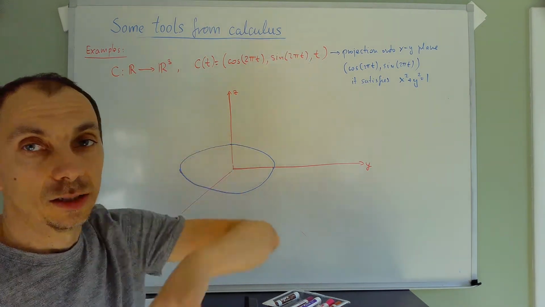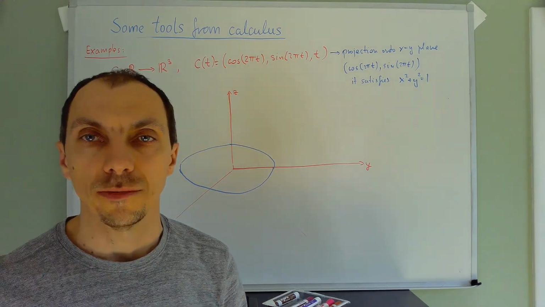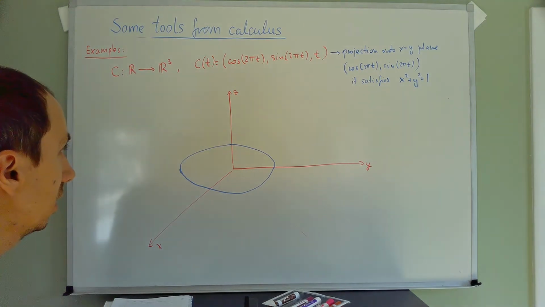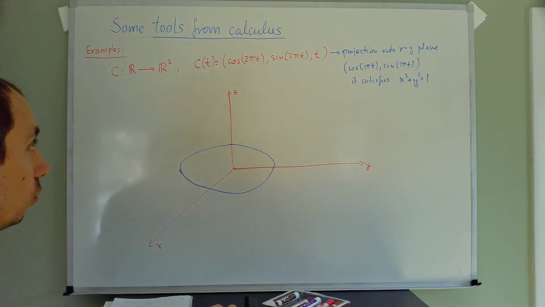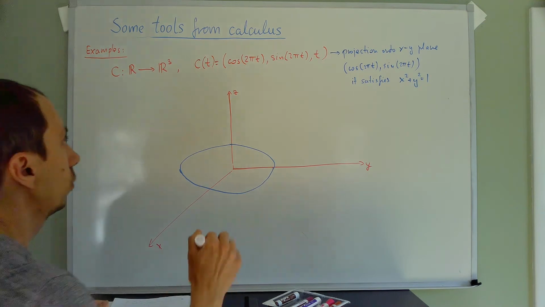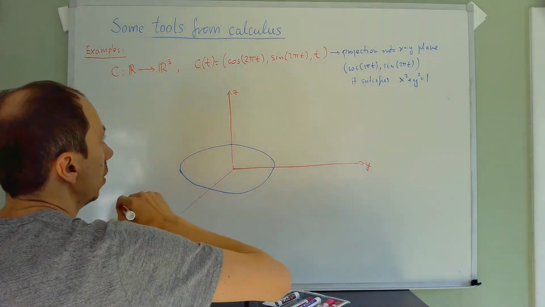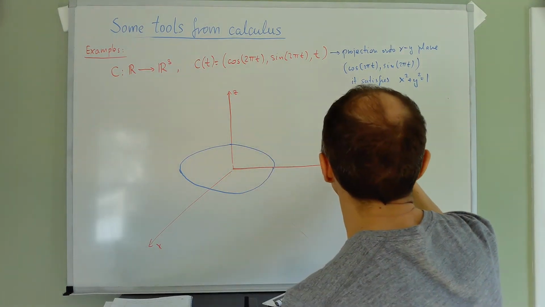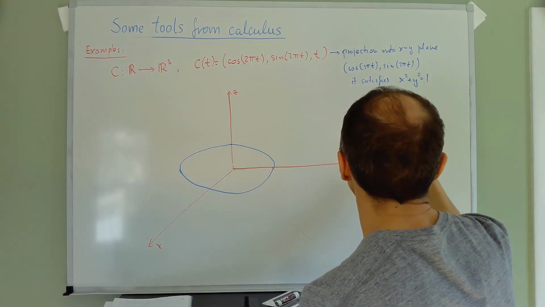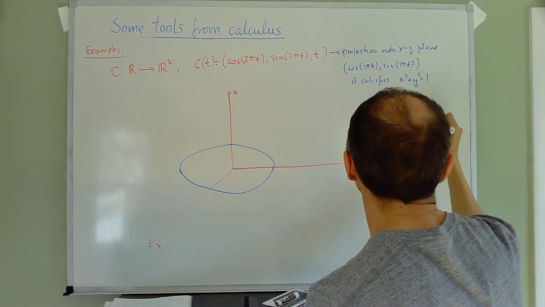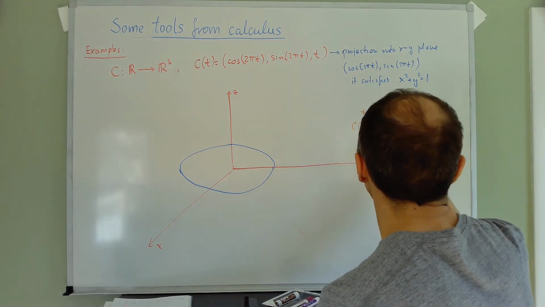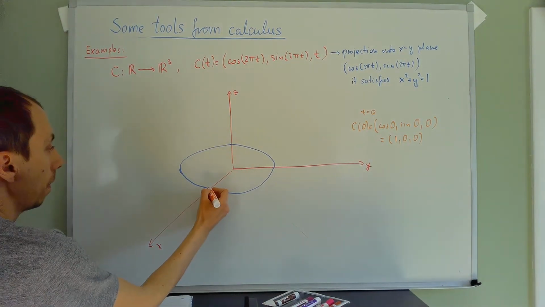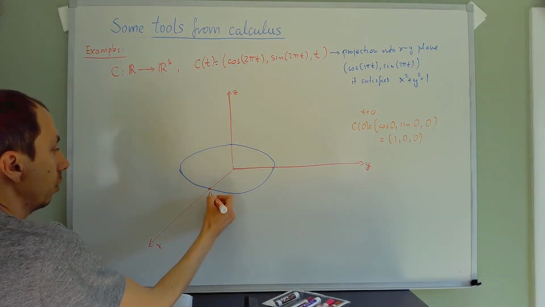So now what does the last coordinate tell me? It tells me that as I traverse the circle, the z coordinate grows. So let's just think about where we start. Where is t equal to 0? When t is equal to 0, I get cosine 0, sine 0, 0. So that's 1, 0, 0. So I am here. This is the point 1, 0, 0.